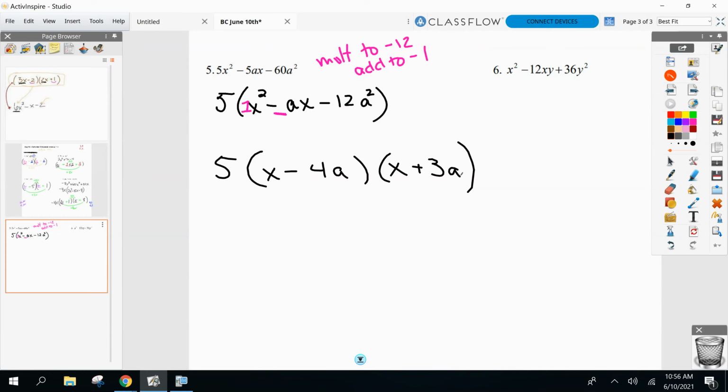Because that's the only way that when I multiply here, I'm going to get negative 12a squared. Is it with the a's or with the numbers? Any question? Anybody else? So it's okay if we have multiple variables. It's not a big deal. Our rules don't change. Look at number 6 to end this class.